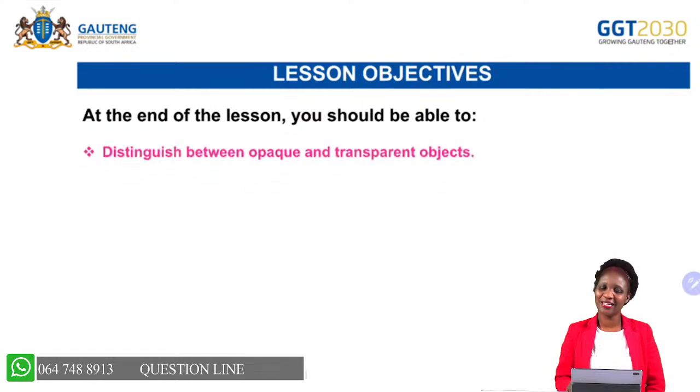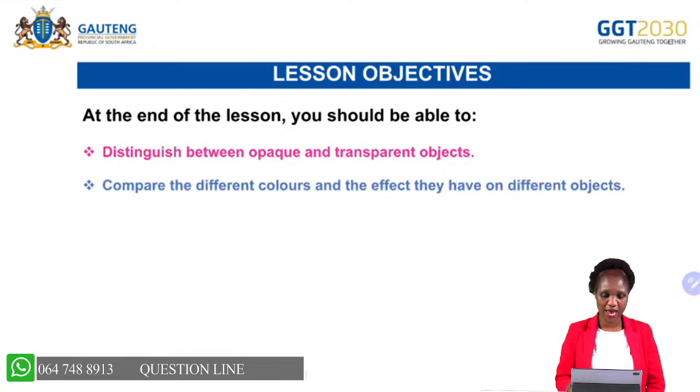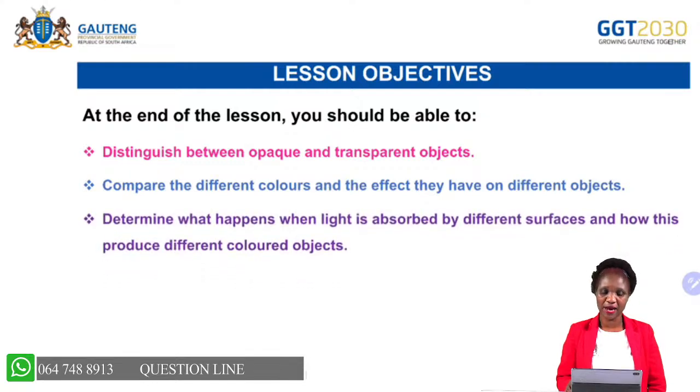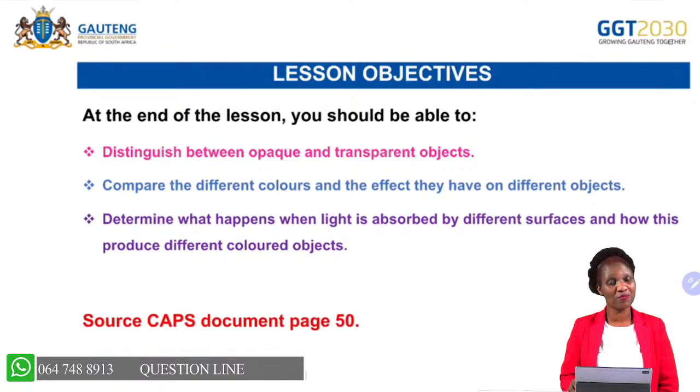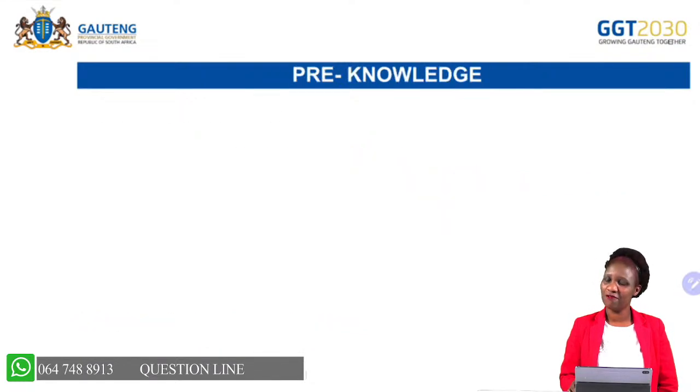Let's look at our lesson objectives. We are going to distinguish between opaque and transparent objects. We're also going to compare the different colors and the effect they have on different objects. And we're going to determine what happens when light is absorbed by different surfaces and how this produces different colored objects. We get all this from the CAPS document that is on page 50.